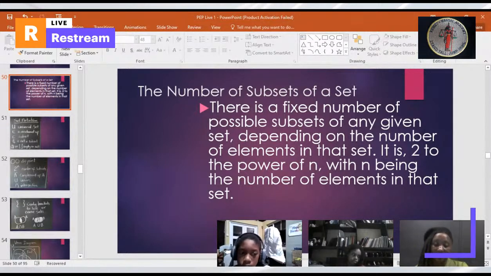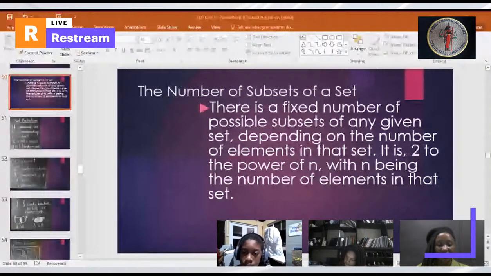All right, so what we're saying is, given any set, there are a fixed number of subsets that the set can have, and the formula to work out the number of subsets is 2 to the power of n. Now, I'm going to stop sharing for a little bit and explain to you on the board what we mean by that.